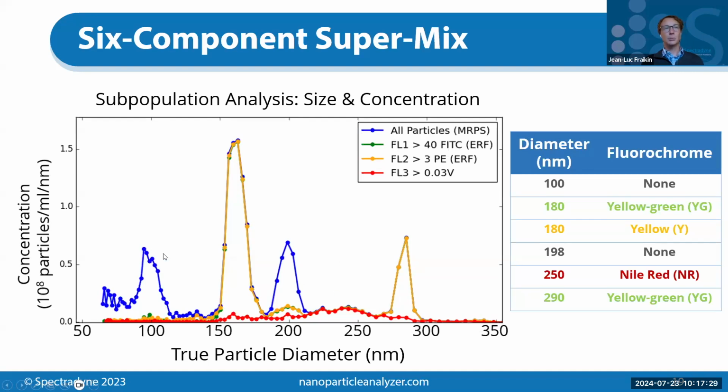So in blue, we're showing the particle size distribution of all the particles in the sample. In green, which you can't quite see, are just the green fluorescent particles. The yellow is the size distribution of just the yellow fluorescent positive particles, etc. Now, we can resolve all the different sizes, but we can't see the difference between the 180s just using size here, because they overlap in size, right?